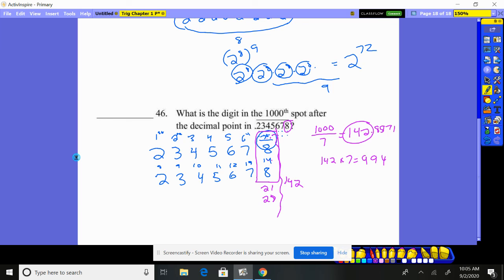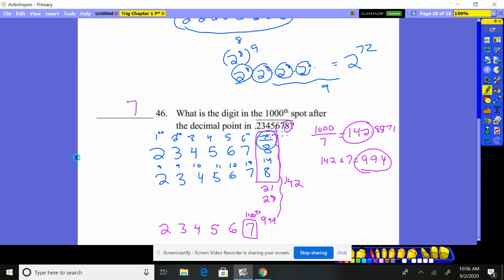That means it goes 7, 14, 21, 28, 35, 42, 49, football scores. Eventually, that 8 is going to be in the 994th spot. This means the next 2 would be in the 995th, 996th, 997th, 998th, 999th. Ooh, the 7 will be in the 1,000th spot, because I knew that 8 occurred in the 994th. So this was 995, 996, 997, 998, 999, 1,000th spot. So that's where it is. So the 7 is the answer there.